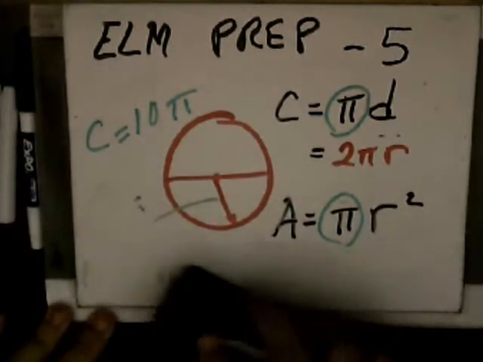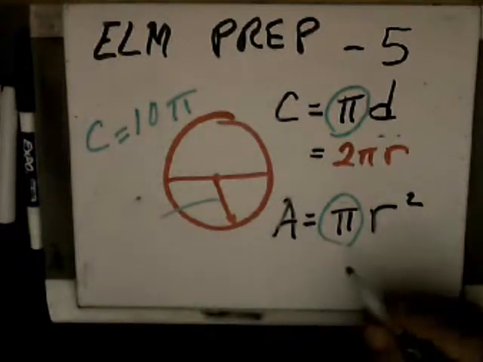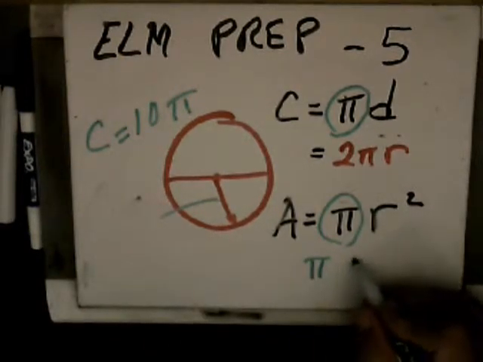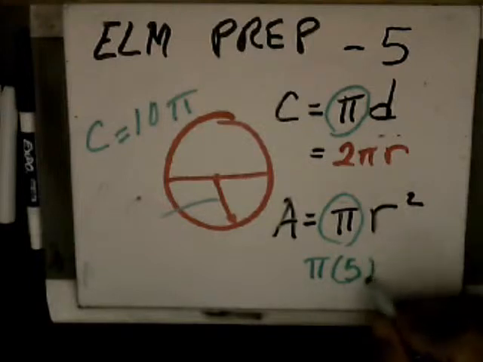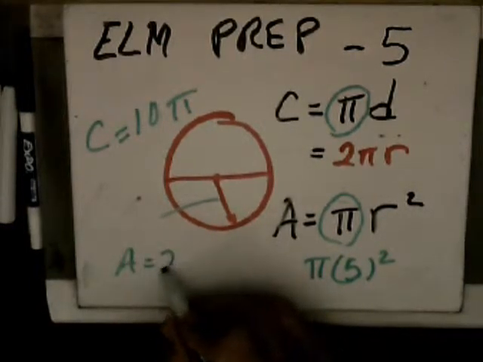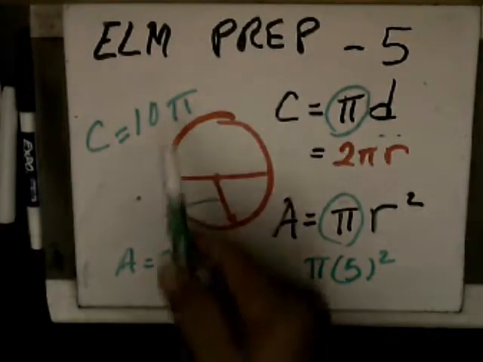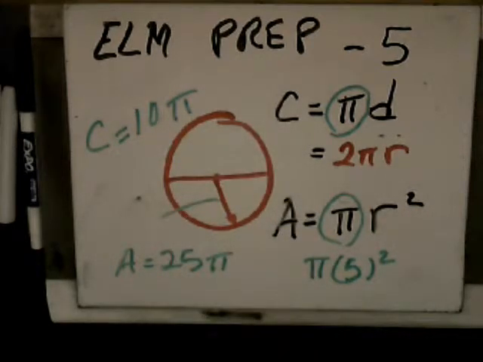Well, what would our area be? Well, it's pi r squared. So if r equals 5, that'd be pi times 5 squared, which is 25. So my area would equal 25 pi. Very nice. Again, we put it in terms of pi. We do not have to fiddle with the math.